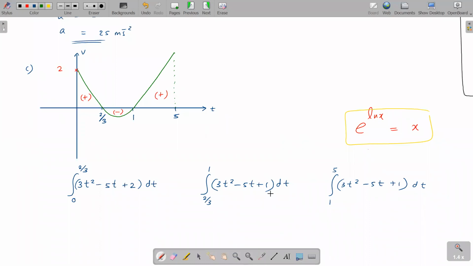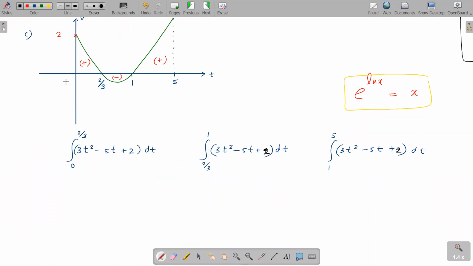Yeah, this should be plus 2, right? Yeah, over here is the plus 2. Okay, let's perform the integration. So it's going to be 3t cube over 3 minus 5t square plus 2t, right? And then shall we apply the limits from 0 to 2 over 3? So from 0 to 2 over 3, what is the answer? 3 and 3 will cancel out.